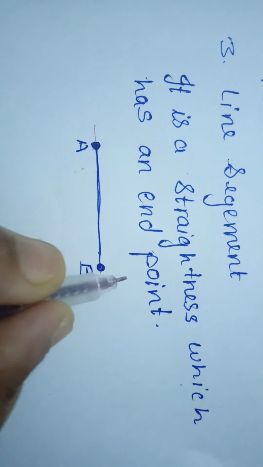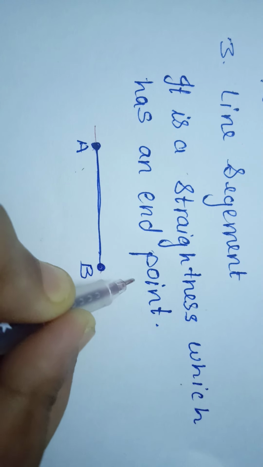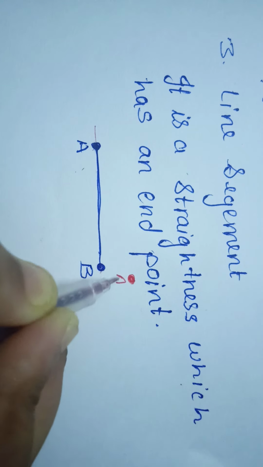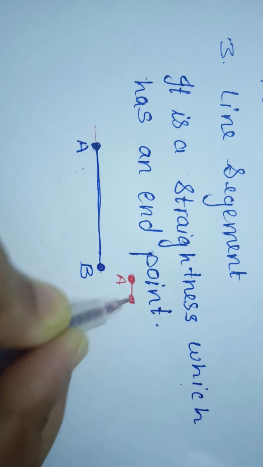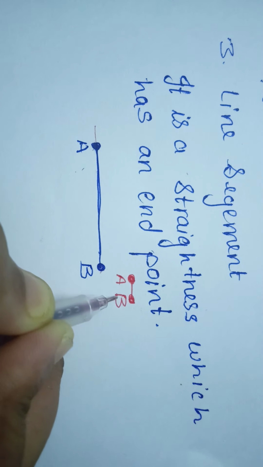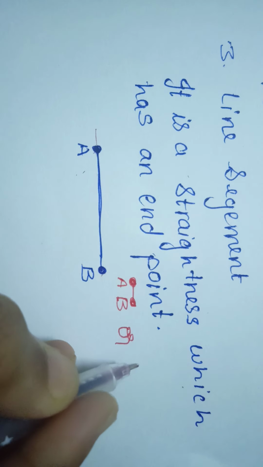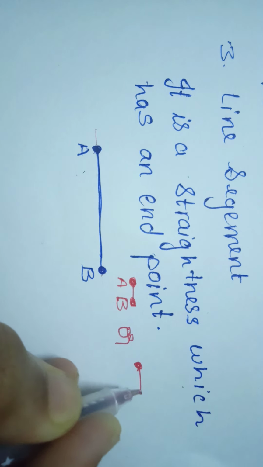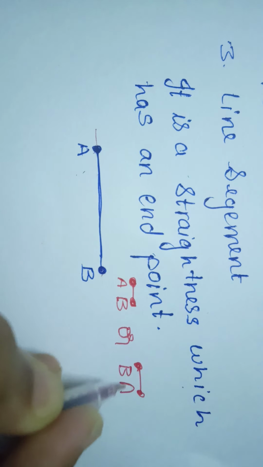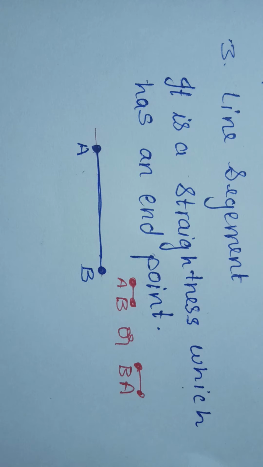Now we will represent a line segment as AB. In this way we will represent it, or BA. Anything, you can give the points any name, whether BC or AC, AD, anything you can give. It's your wish.